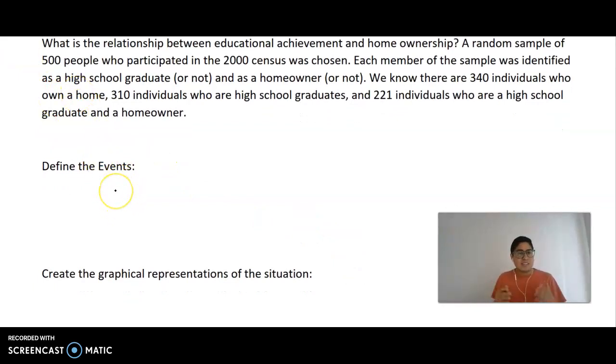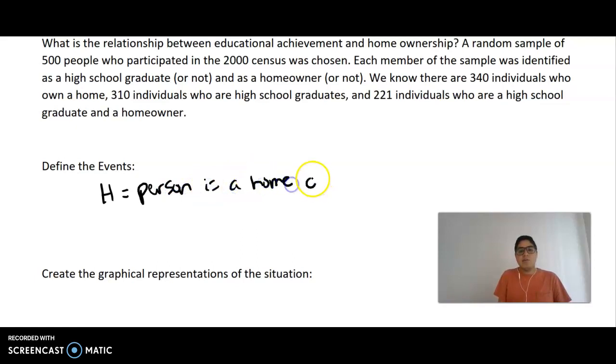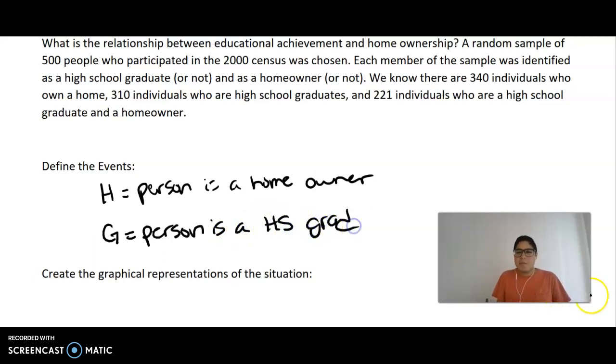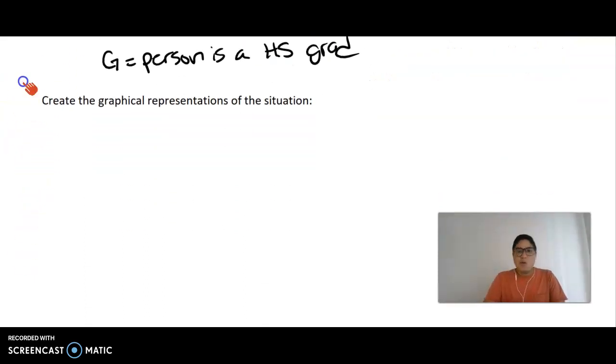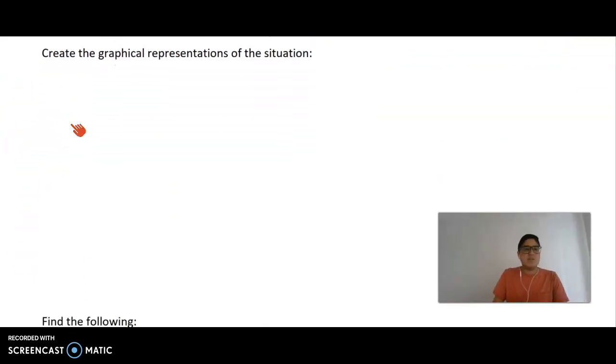So let's define our events here. And again, this is just proper mathematics, defining our X, what we're looking for. So here, we'll let H be the event that the person is a homeowner, an owner of a home. And we'll let G be the event that the person is a high school graduate. So this will just help me now with my formula since I'm just going to be plugging them in essentially, or just using the information given. So here's going to be my first one.